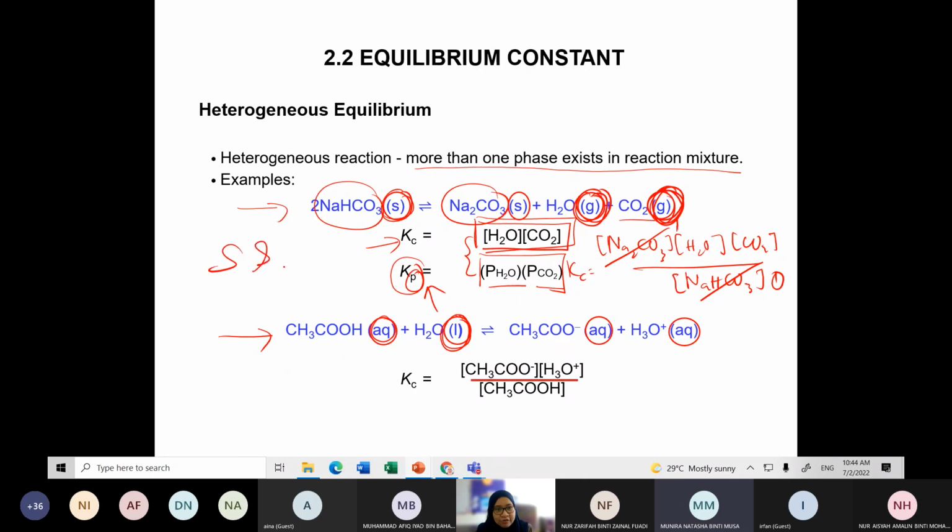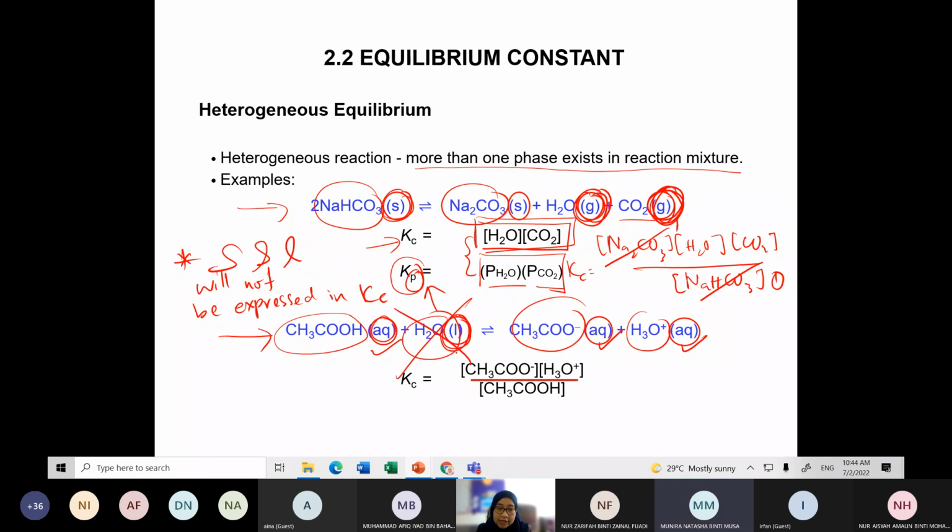So solid and liquid will not be expressed in Kc. Okay, tambah kat situ sikit. Will not be expressed in Kc. Okay, alright. Yang kita include kan yang aqueous sahaja. Aqueous. So, how do we write the Kc? Sama. Product over reactant. Power dia refer kepada coefficient. So, we only have CH3CO minus because this is the product times H3O plus divided by CH3COOH. Do not include H2O because it is in liquid form.